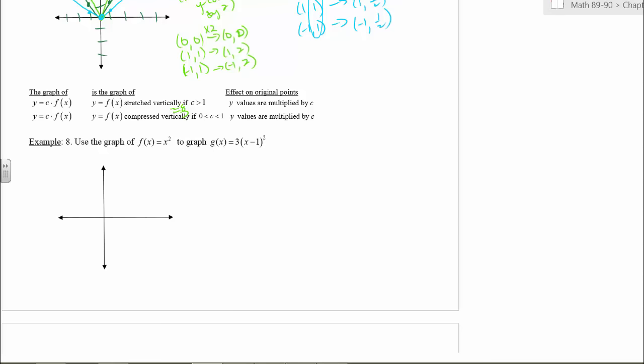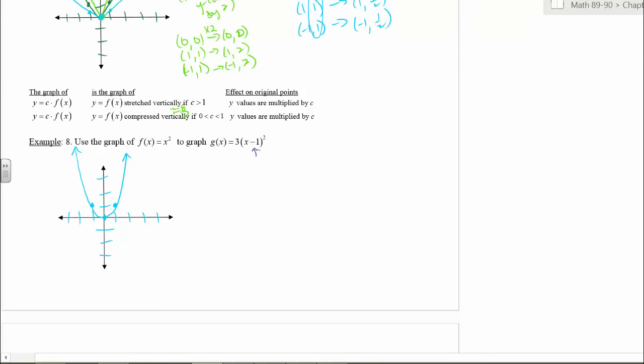And so here, with number 8, we have a couple transformations happening. So we're going to use x squared, and remember the graph of x squared is a parabola with points 0, 0, 1, 1, and negative 1, 1. And it looks like a nice smooth U shape. So what are the transformations going to be?